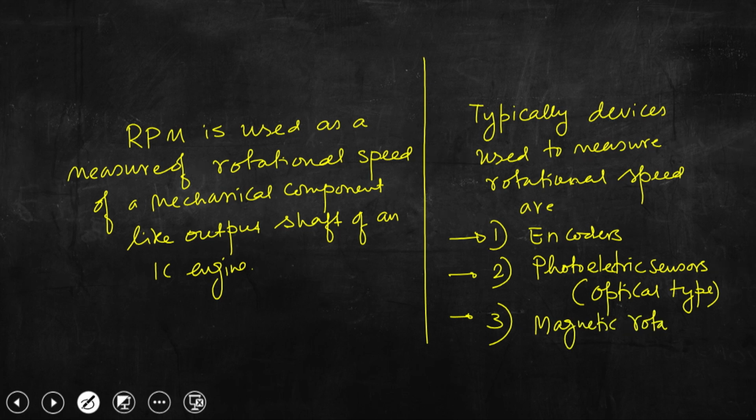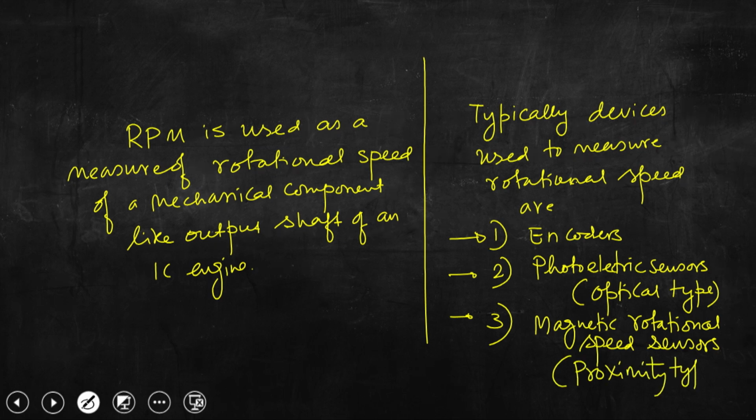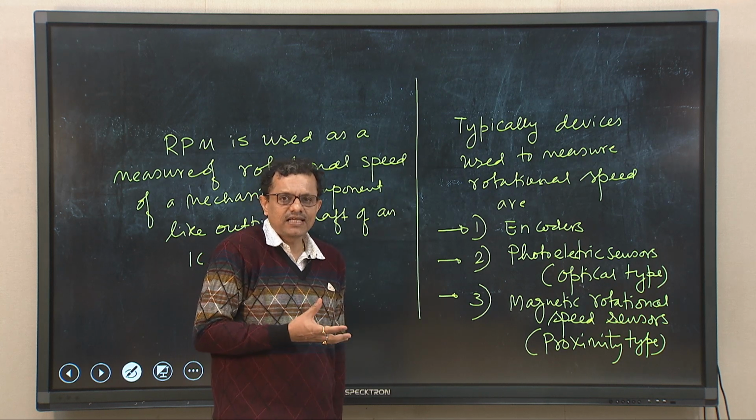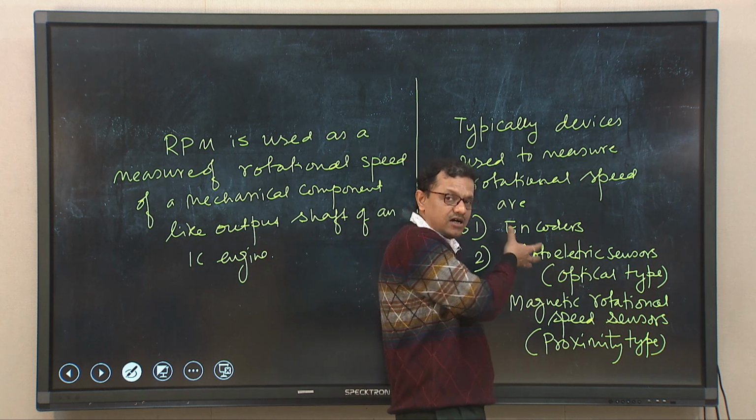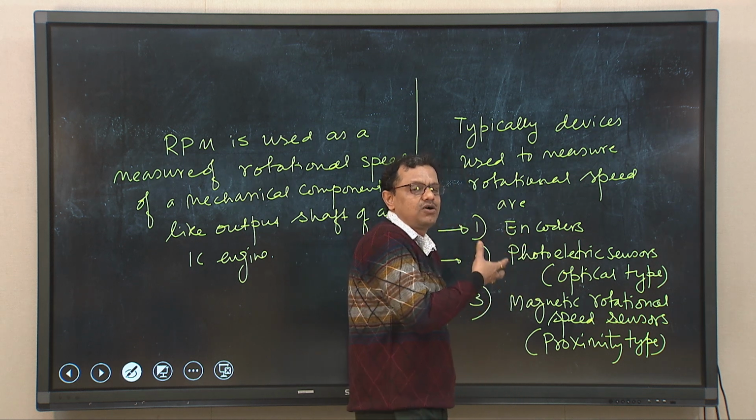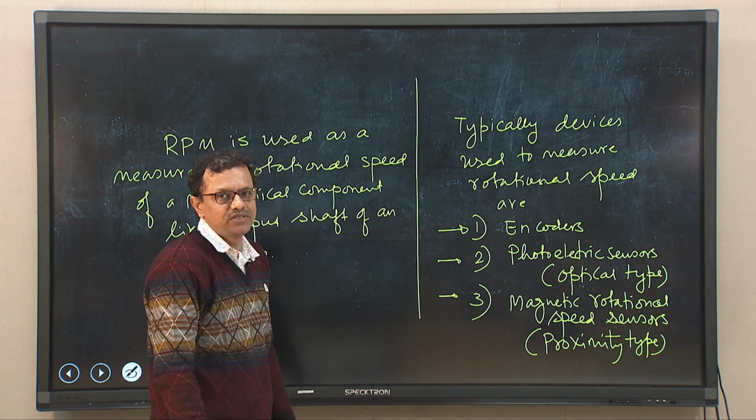Magnetic rotational sensors, this is proximity type, right. So, all these sensors or devices are used to sense the speed, essentially to predict or quantify the RPM. Okay. So, I can tell all these devices are used to measure the RPM, which is used to measure the speed or rotational speed of any mechanical component which is turning.